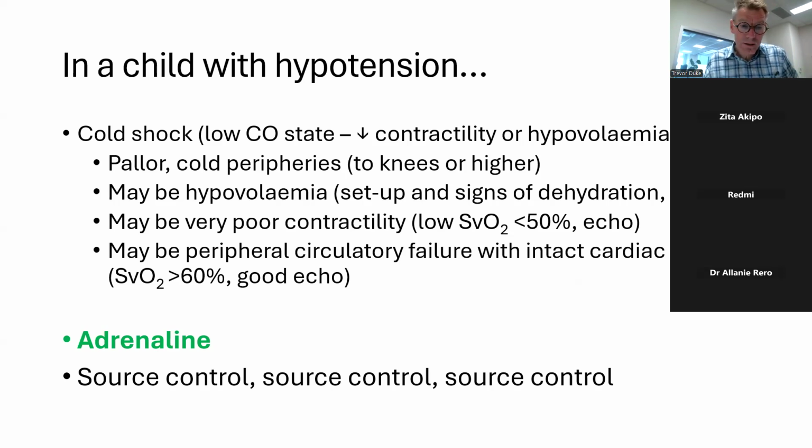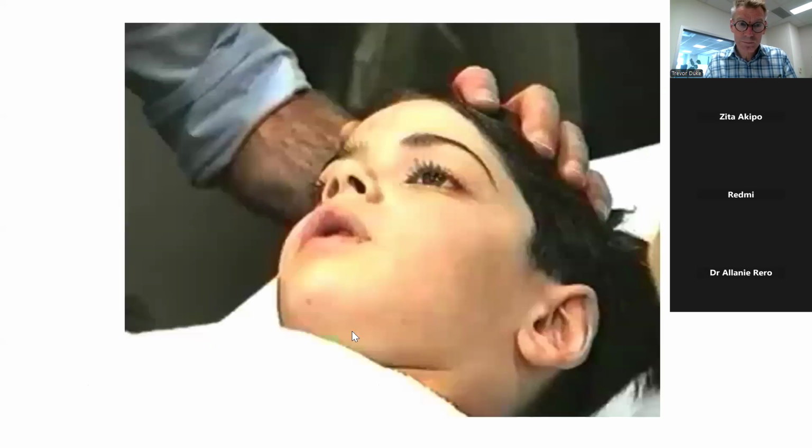In those children, instead of noradrenaline, because they're already very vasoconstricted, don't give noradrenaline because that will vasoconstrict them more. The best agent to use is adrenaline, which increases contractility and also causes some vasoconstriction, but nowhere near as much as noradrenaline. So those patients need just adrenaline.